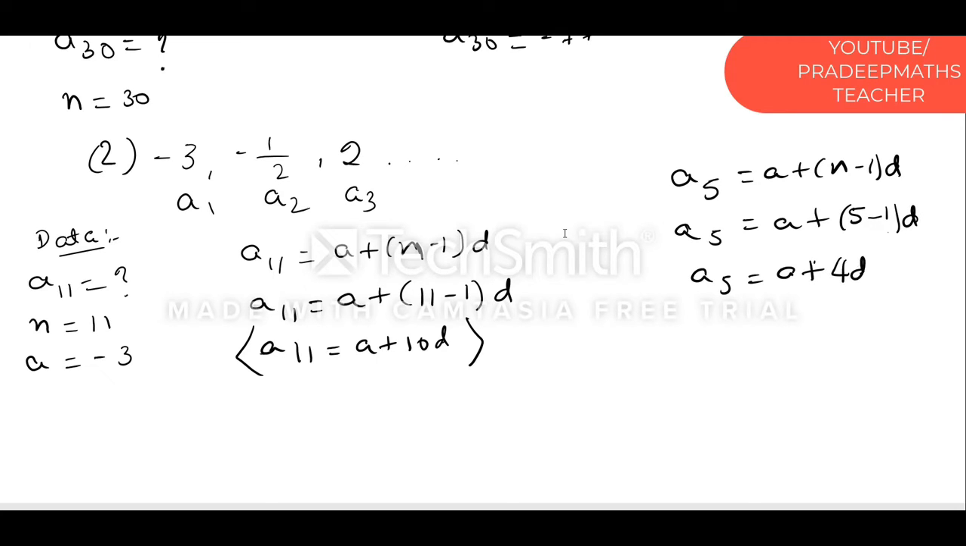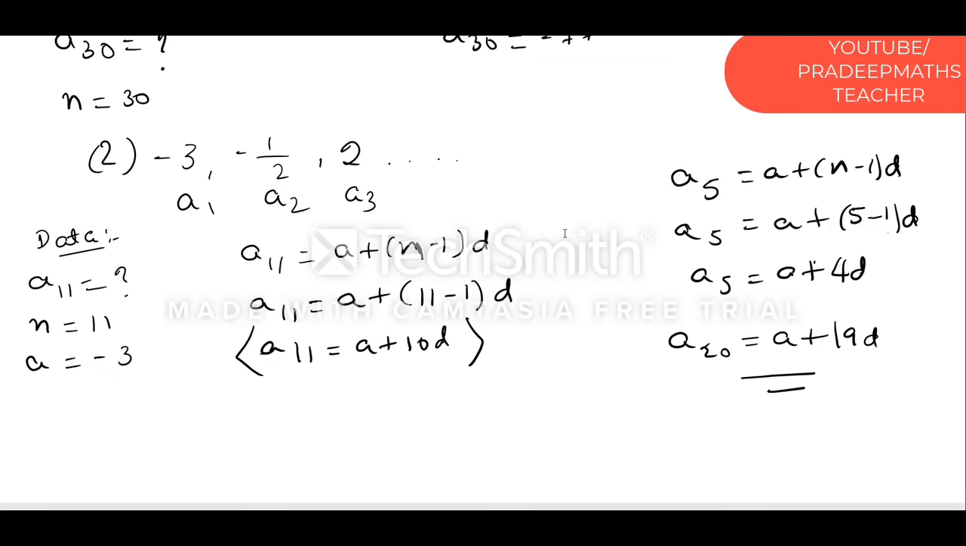So likewise, from next onwards I'll write directly. If they have asked the 20th term, the 20th formula will be a plus 19d, clear? Because a plus (n minus 1) into d, 20 minus 1 is 19. So like this you need to write. As I said, from next onwards I'll write the formula like this.